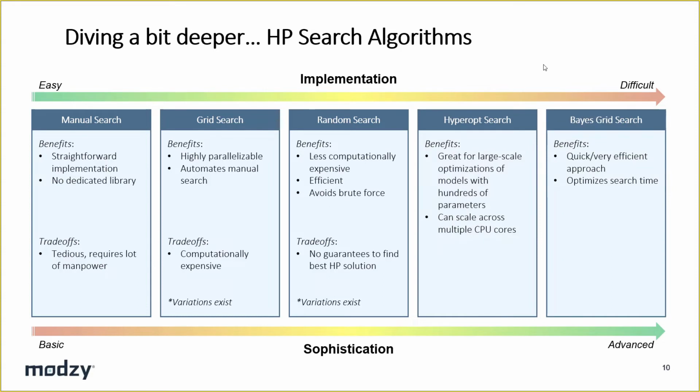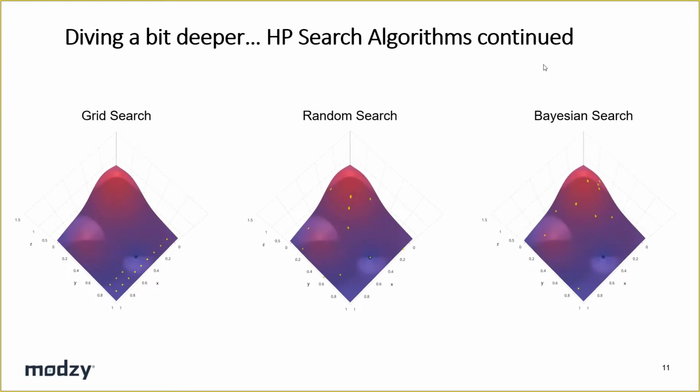And the last 2 are derived from Bayesian optimization techniques, called HyperOpt search and Bayes grid search. These are great for large-scale optimizations for models that have hundreds of parameters. You can scale it very easily across CPU cores, and it's very efficient, generally speaking. And the reason for that is because it's an iterative approach that is easier to understand in this visual representation I've created right here. So what we're looking at here is examples of the search space. As I mentioned, I showed you a list of all those hyperparameters that you can try to optimize, and each of those has several different options.